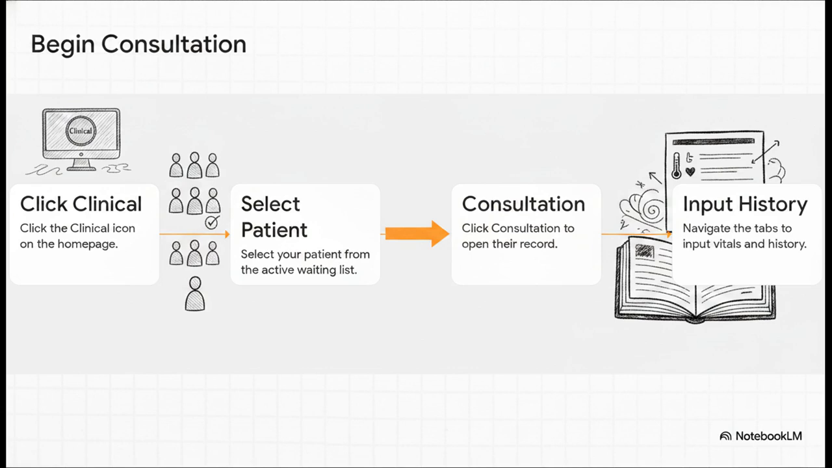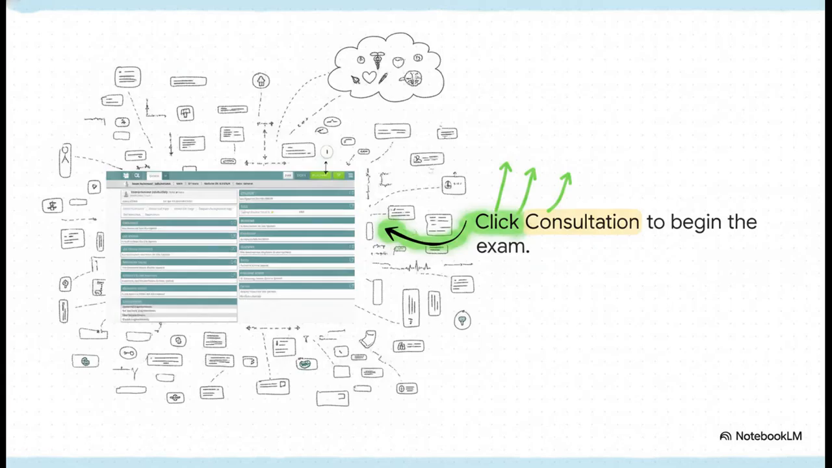First, you'll click the clinical icon. That brings up your active waiting list of patients for your specific area, and they're already neatly arranged by arrival time. Keep this quick 1-2 punch in mind. You just select your patient from that list and then click Consultation to open their record and start logging their clinical story. Once you do that, you're looking at the patient dashboard.